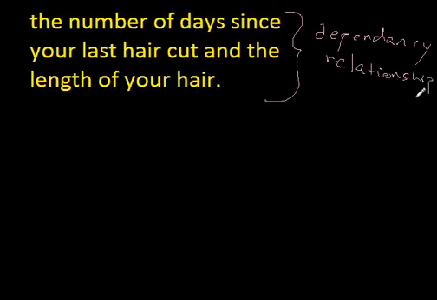So what does that mean? It means that one of these variables is dependent on the other. So let's look at this. The number of days since your last haircut and the length of your hair, well, to me, that is telling me that the length of my hair depends on the number of days since my last haircut. And if I were to write it down here to express it, I'll write it out and let you know which one the independent and dependent variables are.